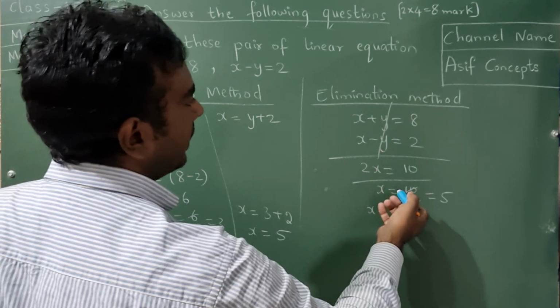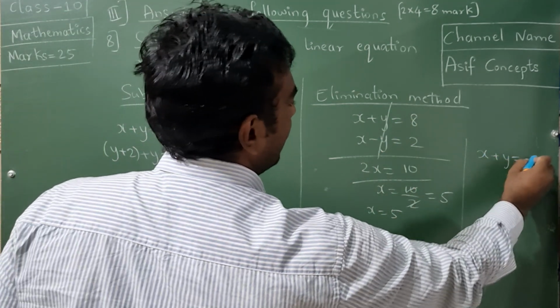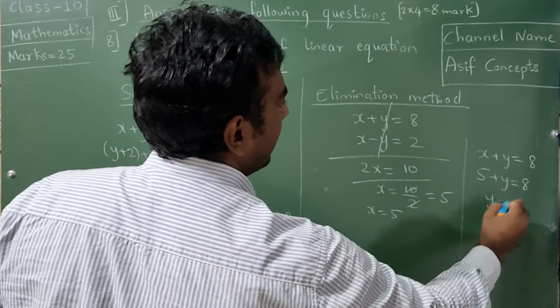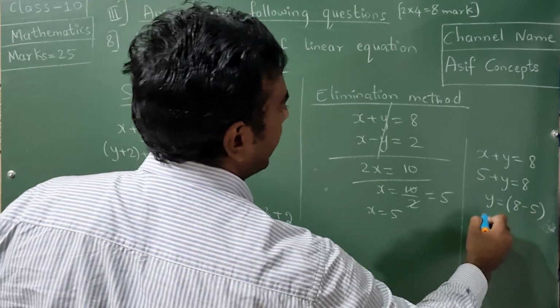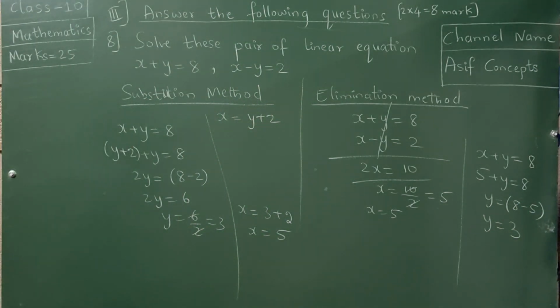Substitute in any one equation. Let me substitute in the first equation. Write this 5 on the left hand side, it will become minus. So 8 minus 5 is 3. You can see both the values are same.